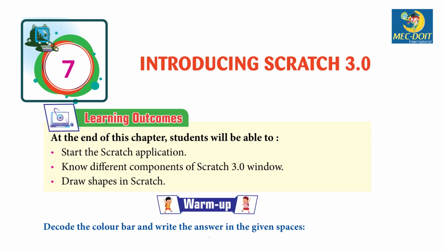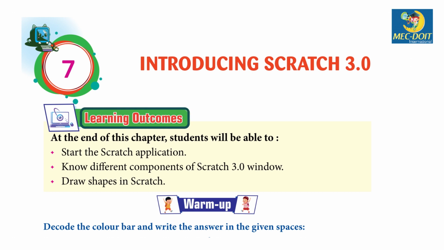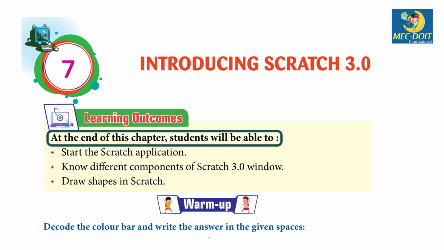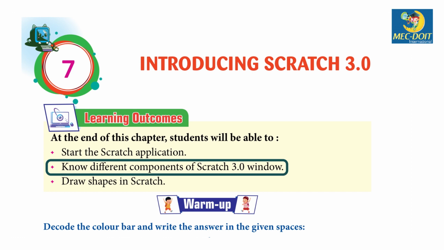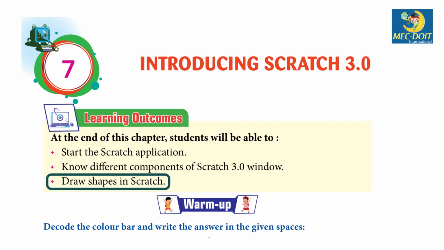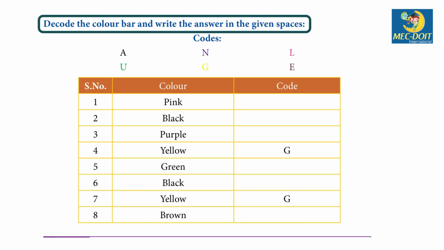Chapter 7. Introducing Scratch 3.0. Learning Outcomes. At the end of this chapter, students will be able to start the Scratch application, note different components of Scratch 3.0 window, and draw shapes in Scratch. Warm up. Decode the color bar and write the answer in the given spaces.